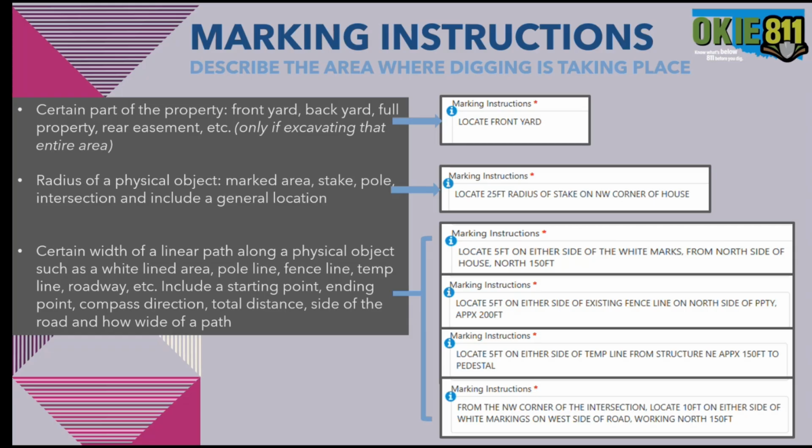So some different examples of locate instructions that might be helpful to you run in three different categories here. So there's a certain part of the property that you're providing. This is more like, I need the front yard located, I need the backyard located, I need the rear easement, or I need the full property.